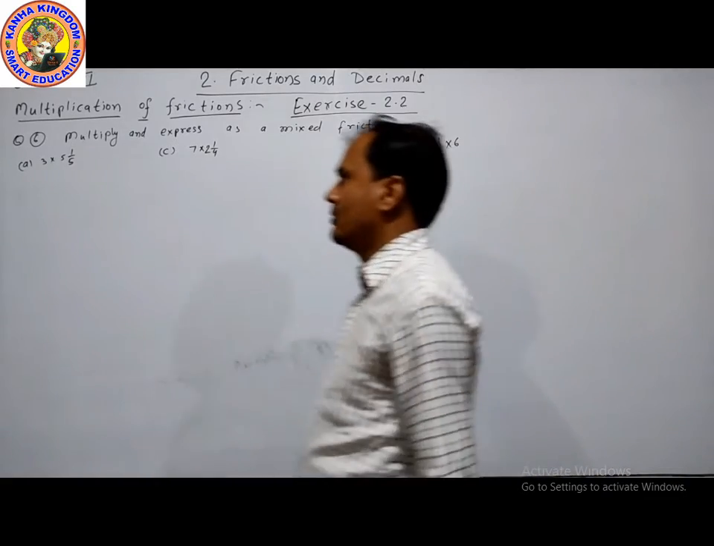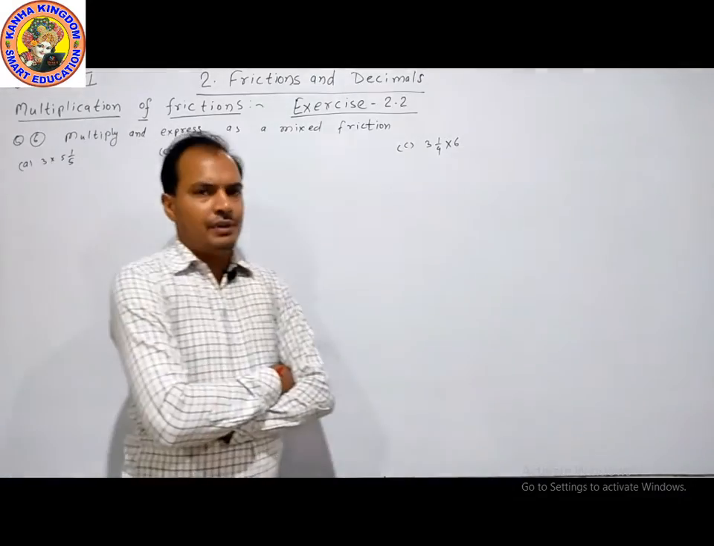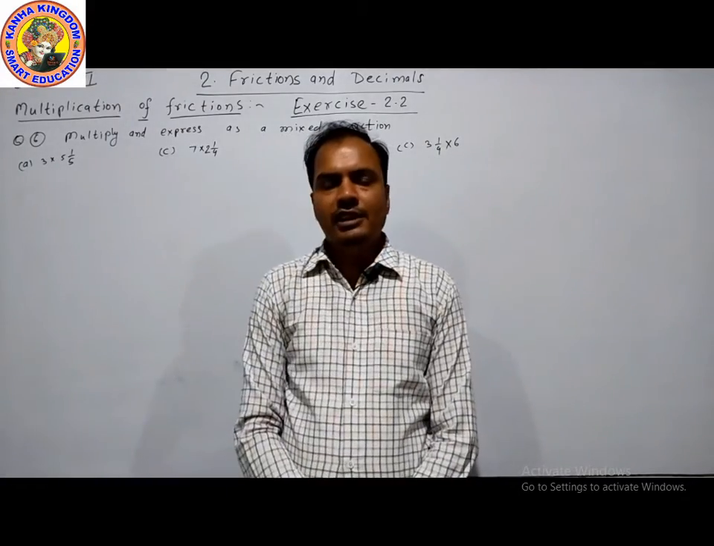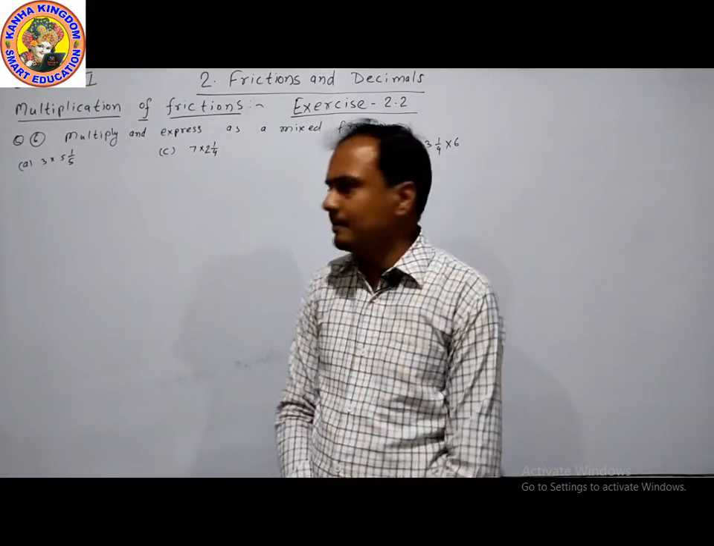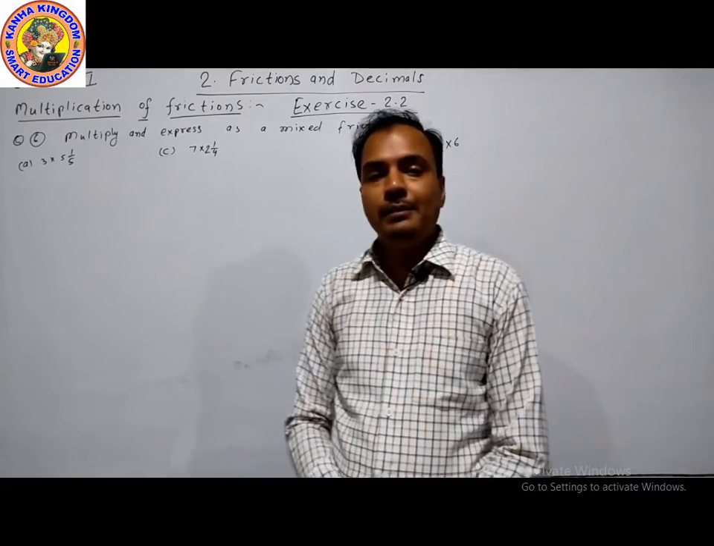So students, our next question is to multiply and express as a mixed fraction. This is a question of multiplication. We know that multiplication can be done in fraction form. This is an integer; we can convert it into a fraction by dividing by 1. This is a mixed fraction number, so we will convert it into an improper fraction.